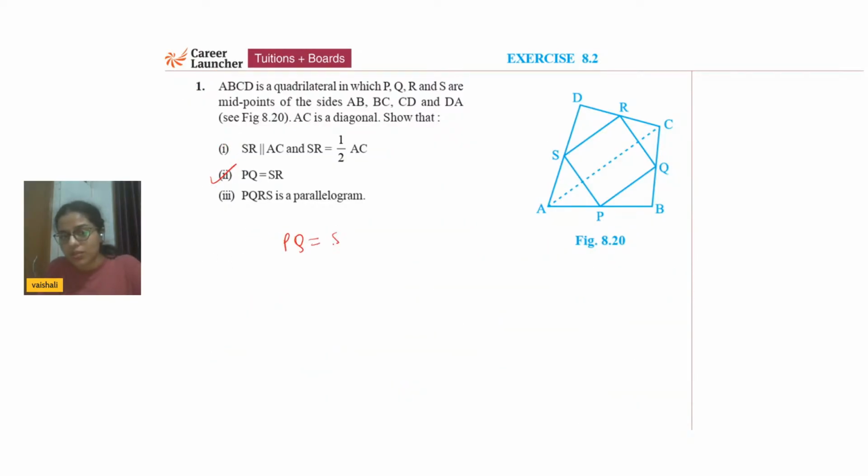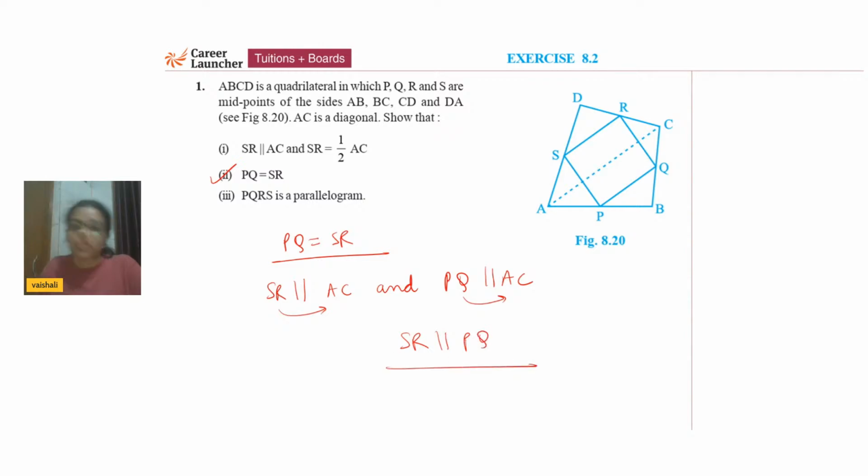Now the next thing is क्या याद रखना है हमें, that I have proved कि my PQ is equal to SR, but I know कि SR is parallel to AC and PQ is parallel to AC. If two things are parallel to the same thing, it means कि SR is also parallel to PQ. So not only they are equal to each other, they are also parallel to each other. ठीक है? And whenever we are having this condition, it simply means कि ये जो PQRS quadrilateral है, nothing but your parallelogram.